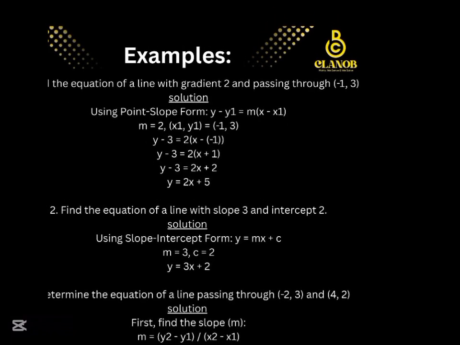Find the equation of a line with slope 3 and intercept 2. In this case, you're simply substituting it in the slope intercept formula. So you have to know all these formulas, right? I gave you the 4 of them: the slope intercept form, the point slope, the general form, and the one from the origin.